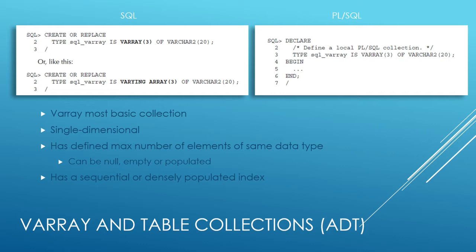You can have null components or empty components or populated components or elements within that array, but the number of elements in that array is fixed, and it's a sequential index, or in this case they also call it densely populated. I'm guessing because it's a dense list from 1 to X, and it has to be like that.